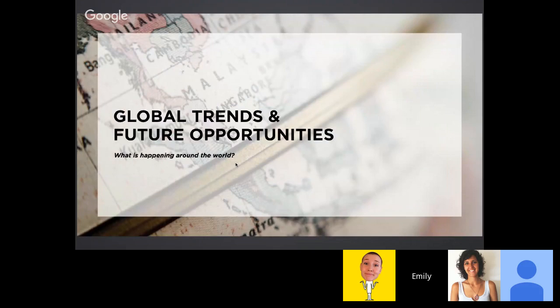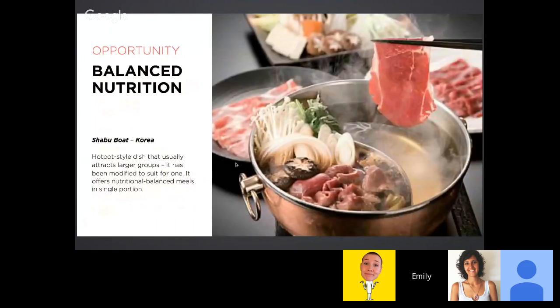Moving on to the last section of today's presentation, I'd like to share a few case studies catering to the emerging solo dining groups. With half of our meals consumed alone on a weekly basis, I believe there will be increasing demand as well as business interest in this area. In Korea, there is a dedicated term for people eating alone called hanbap. And as I mentioned earlier, having a nutritionally balanced meal without over-ordering can be quite a challenge.